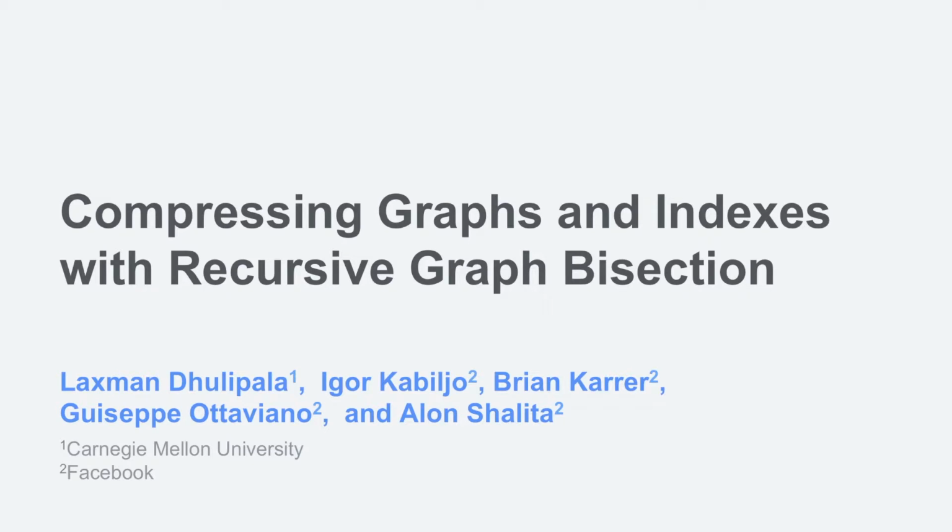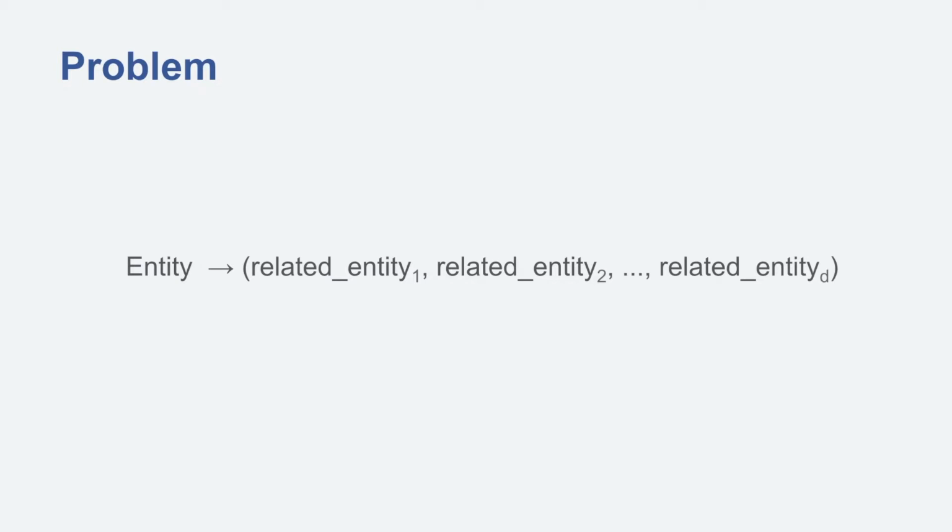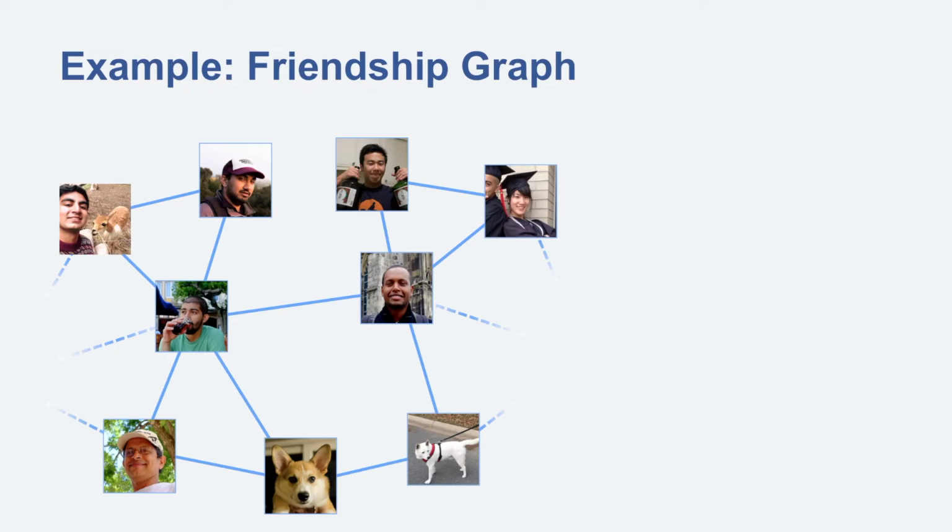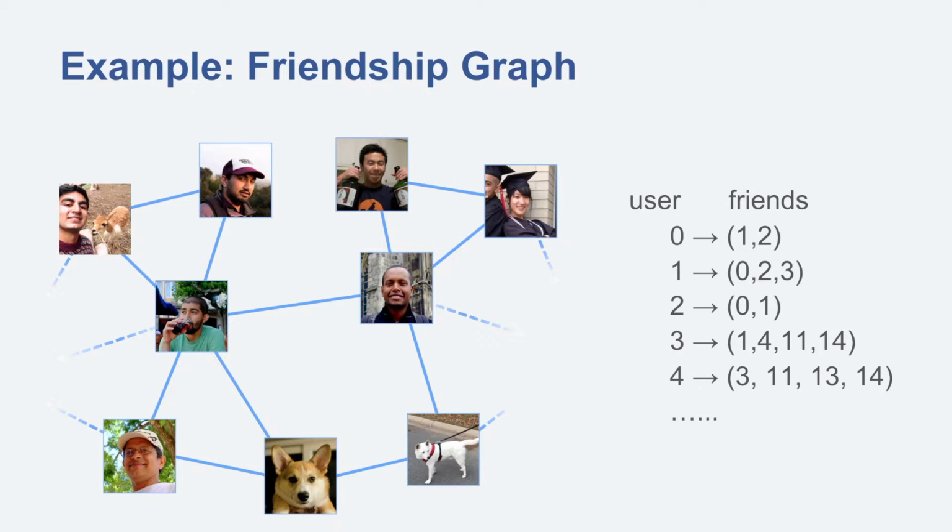This is a short talk on compressing graphs and indices with recursive graph bisection. A common problem in modern systems is to store a mapping between an entity and other related entities. For example, consider a system that serves adjacency information in an online social network. Given the underlying friendship graph, we might want to know who the friends of a user are in the network. This requires storing for every user an adjacency list of the IDs of its friends.